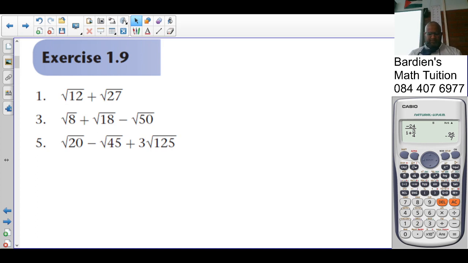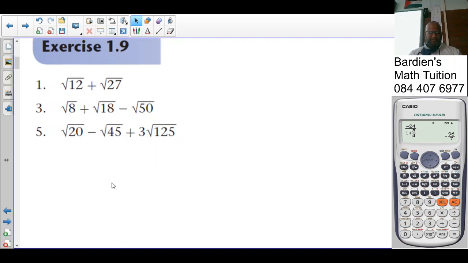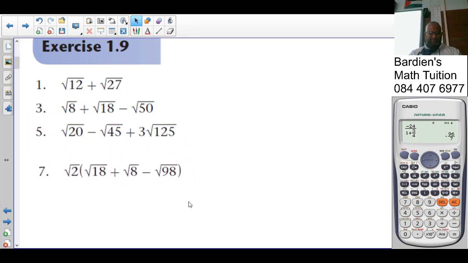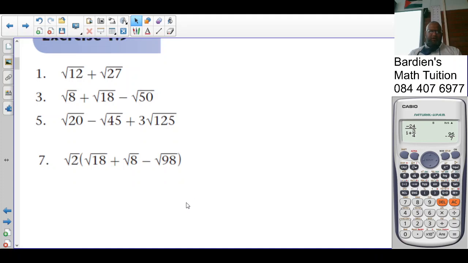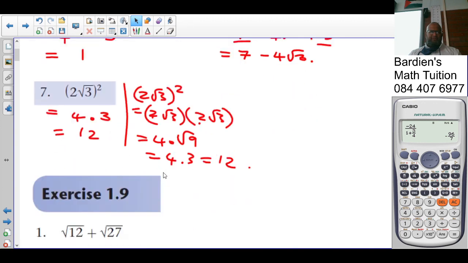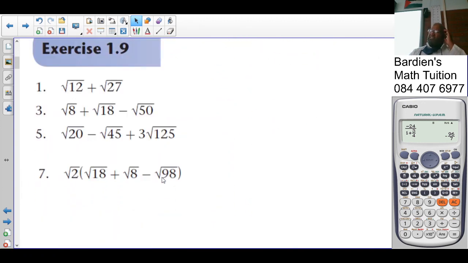For example, say in the exam you get the square root of 8 plus the square root of 18. And you don't show the square root of 4 times 2 plus. Yeah, I know what you're going to ask. Would you get the mark? If you go straight to the final answer, you're not going to get the mark.